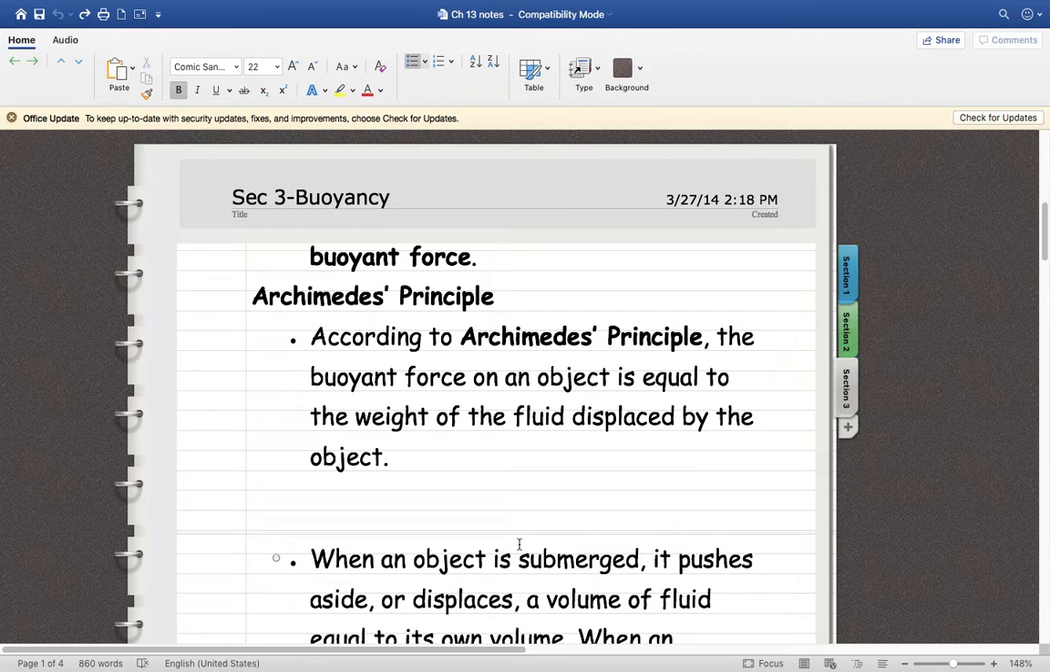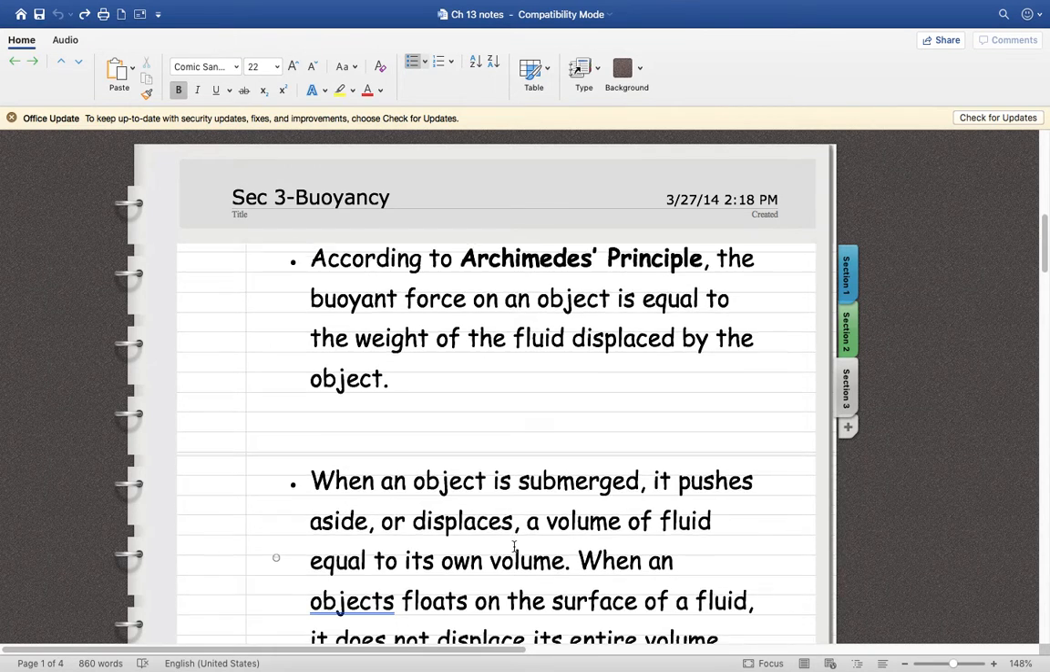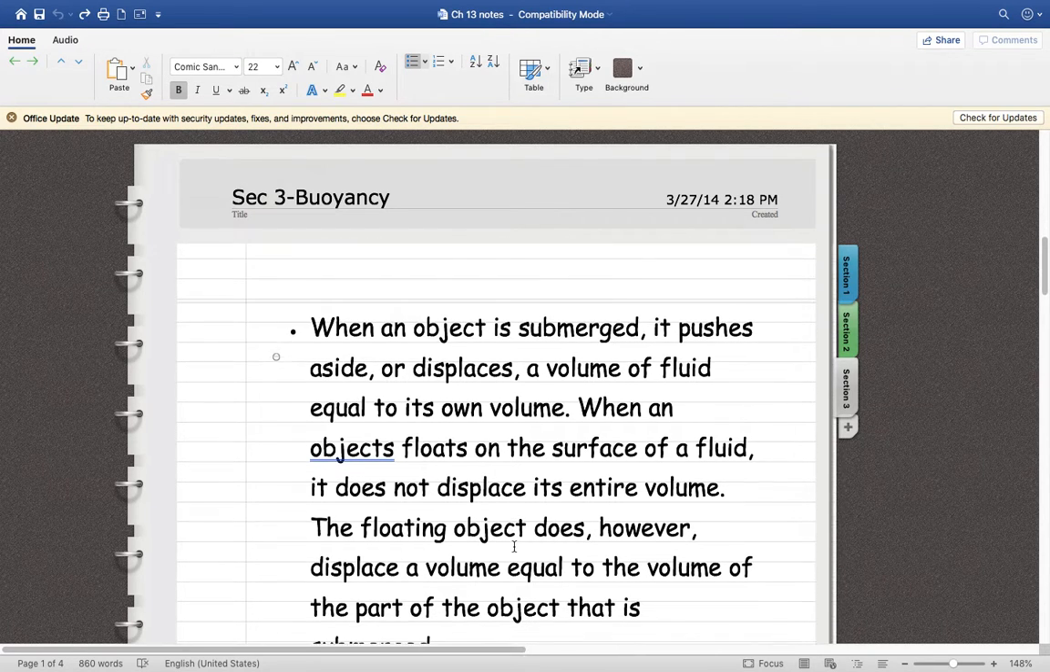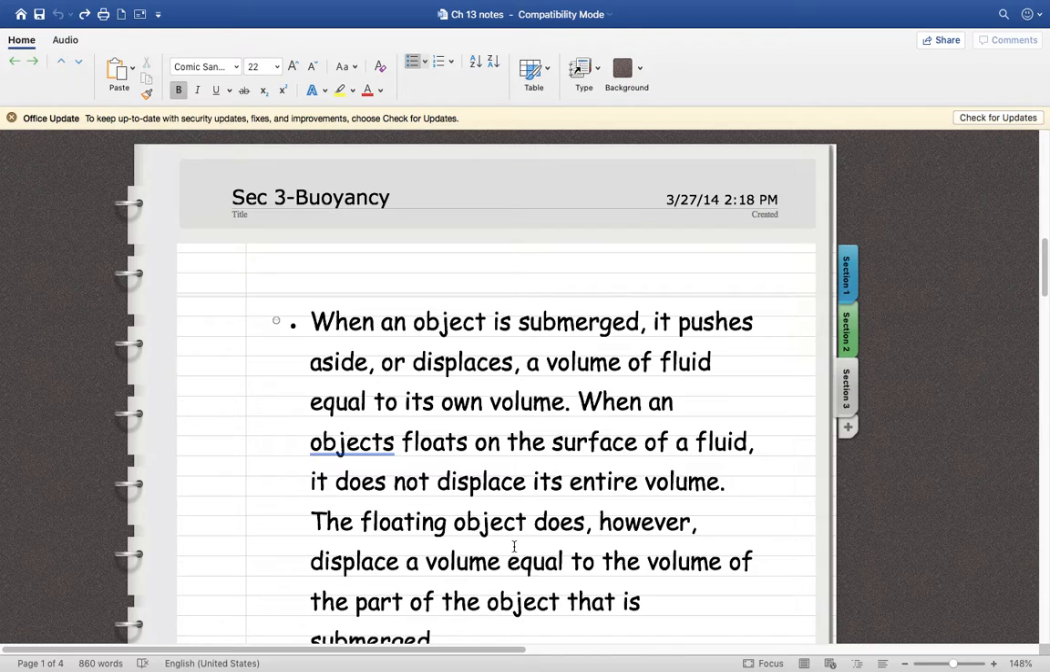We talked about this in class, right? So if you took the weight of that, it would equal the buoyant force of the object. When an object is submerged, it pushes aside or displaces a volume of fluid equal to its own volume. We did this with the little rocks in the classroom, right? If something's an odd size and you can't just take volume, which is length times width times height, you have to take volume using displacement.